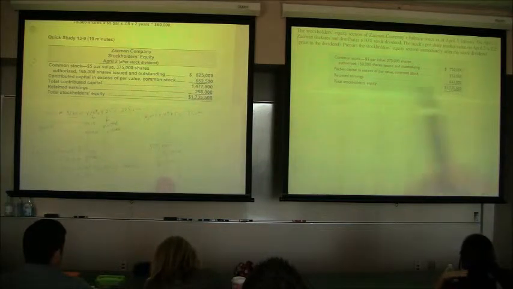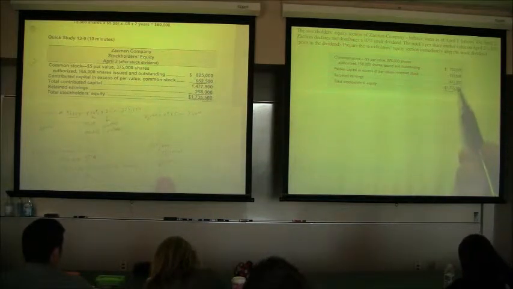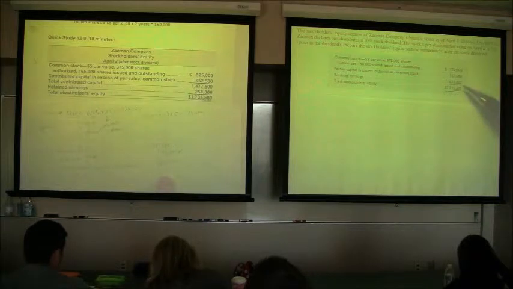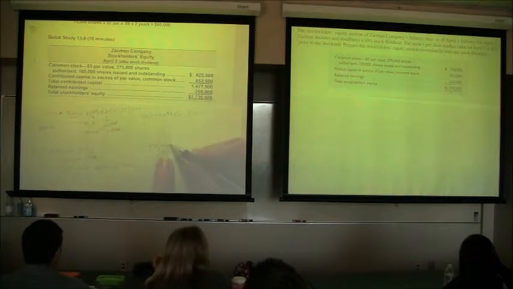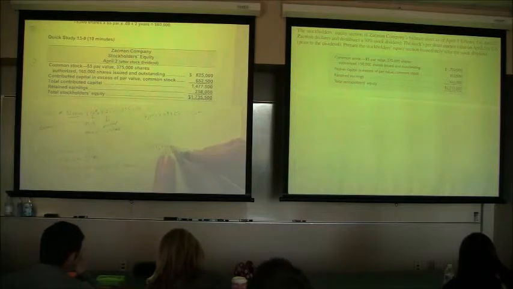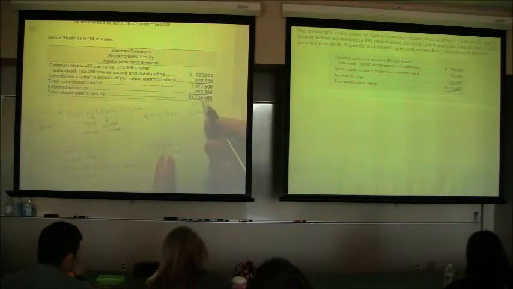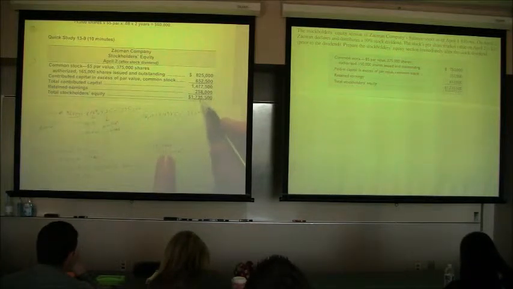Retained earnings started at 633,000, and it decreased by 375,000. Now it's down to 258,000. And the contributed capital plus the retained earnings gives the total stockholders' equity.